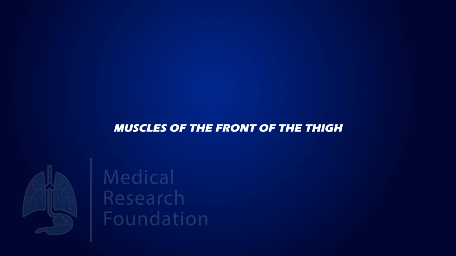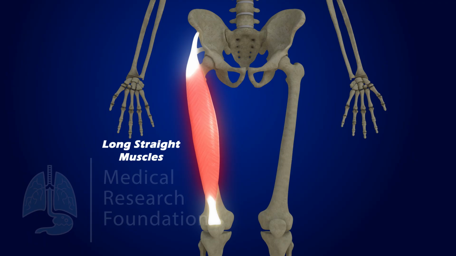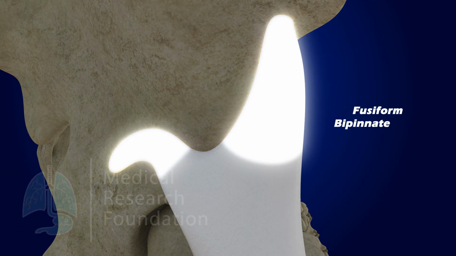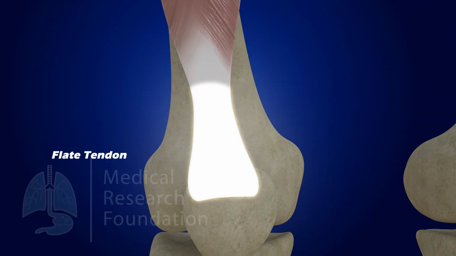Muscles of the front of the thigh. Rectus femoris. It is a long, straight muscle with fusiform bipinnate belly in the upper 2/3 and flat tendon in the lower 1/3.